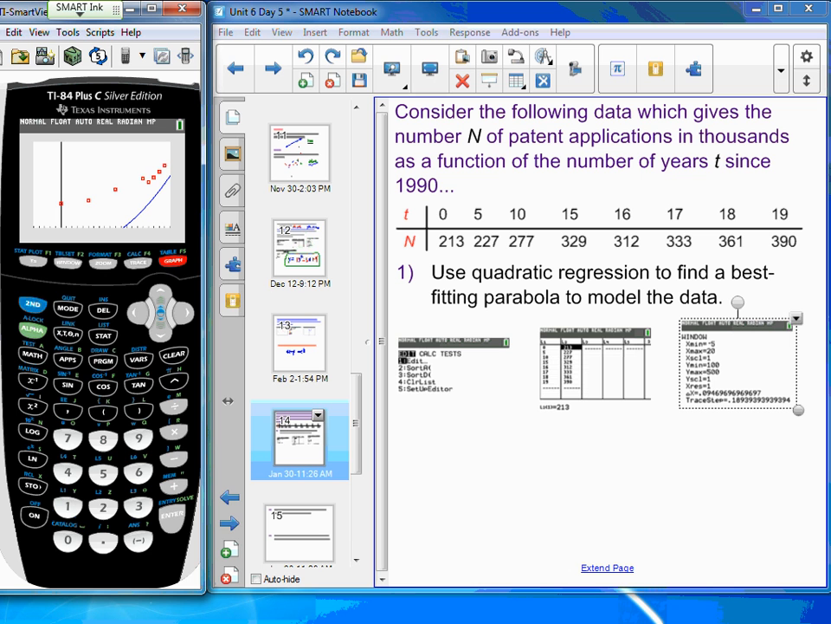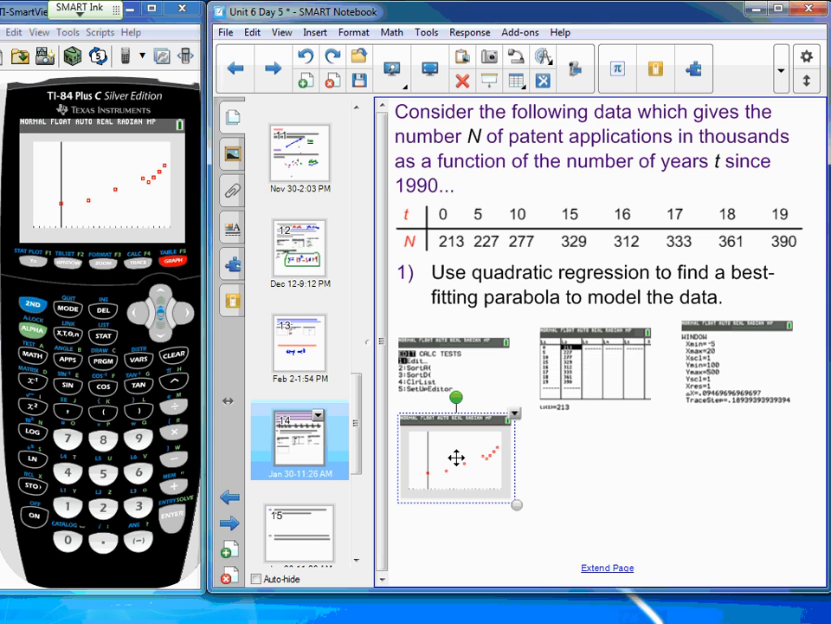Did I not clear out my Y equals? That might be our old one. Sorry, I didn't clear out my old one. So I want to clear out my old one. That has nothing to do with this one. All right, how do we do? Well, this looks like a scatter plot. This is more like real world data.